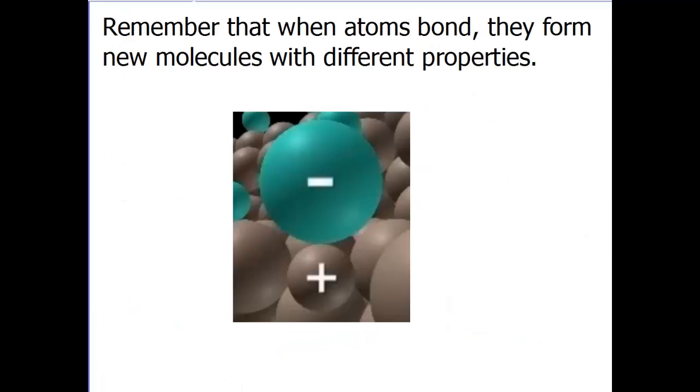And one key thing to remember is that when you are making ionic bonds, which are between metals and nonmetals, we are always going to get new molecules with very different properties than those original elements.